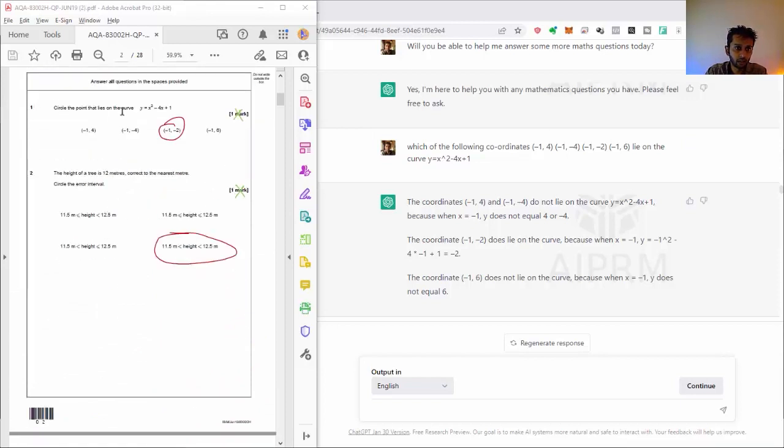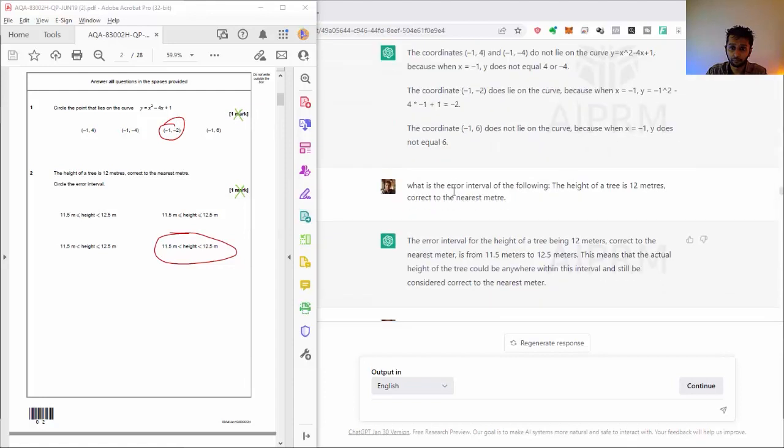Question number 1, circle the point that lies on the curve. What I've done is I've already marked it so we can talk about Chat GPT's answers as we go along as well. So circle the point that lies on the curve y equals x squared minus 4x plus 1. So which of the following coordinates lie on the curve? And it tells me that minus 1 and 4 and minus 1 and minus 4 do not lie on the curve. Minus 1, minus 2 does lie on the curve, and minus 1, 6 does not lie on the curve. So I circled that one, but that was the incorrect answer, so no marks for that one.